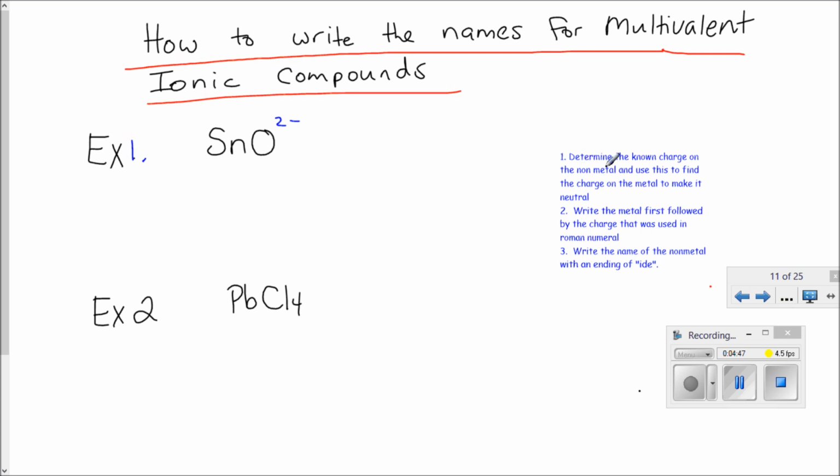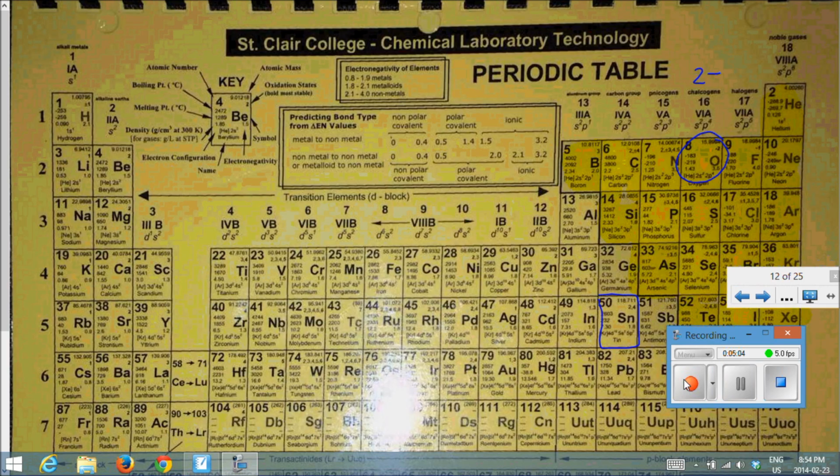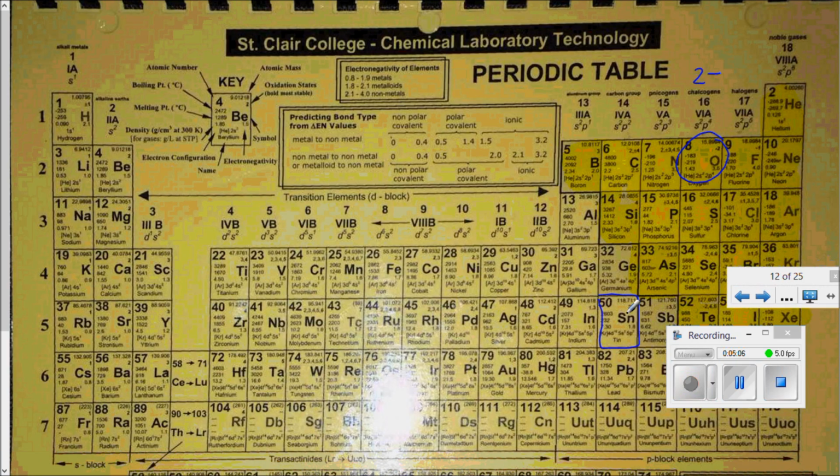And it says, use this to find the charge on the metal to make it neutral. Well, I have 1 Sn, so therefore the charge on it must be 2 positive to be neutral. So my answer is going to be Sn, and I see that it can have a 2 or a 4 charge. Its name is tin, so we said it was going to have a 2 charge. That makes sense. It's tin.